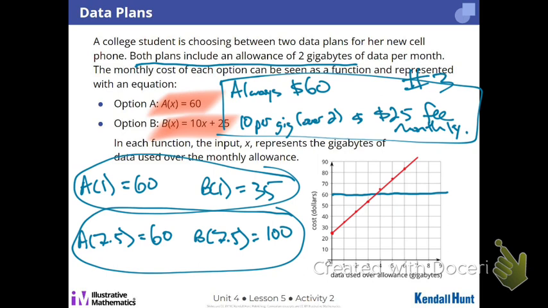They have a slope and y-intercept. What's the slope of A? 0. What's the y-intercept of A? 60. Okay, what's the slope of B? 10. What's the y-intercept of B? 25. They're both linear functions.